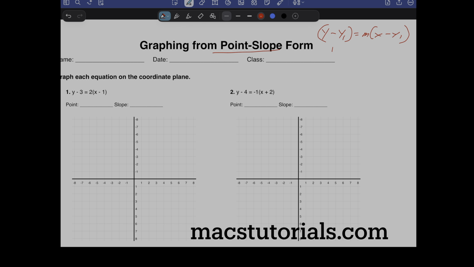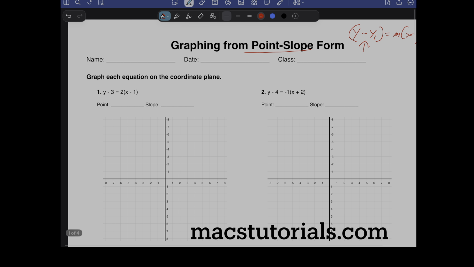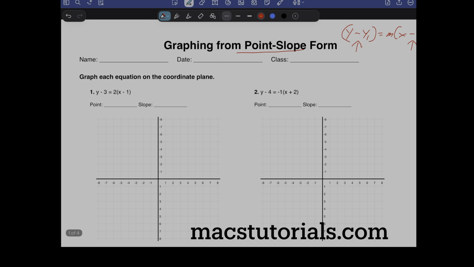Notice before I start that inside the parentheses, the minus is part of the equation. It has nothing to do with the sign of the points. It just means it's part of the equation. I'll show you why that's important in a minute. Okay, so let's learn how to graph from the point slope.